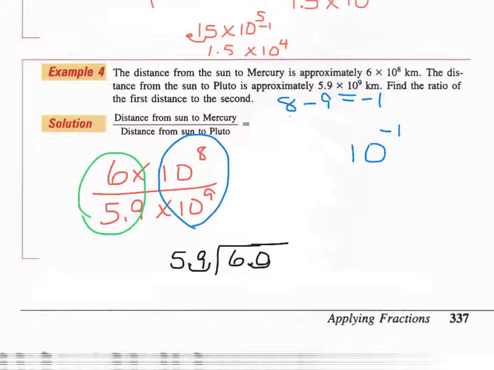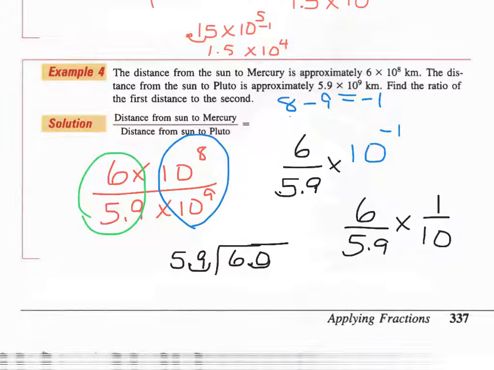And then here, actually I can just leave it as a fraction. They want it as a ratio. So let's just leave this. So what we could do here is deal with this as 6 over 5.9. Might be easier to do it this way. So 6 over 5.9 times 1/10.